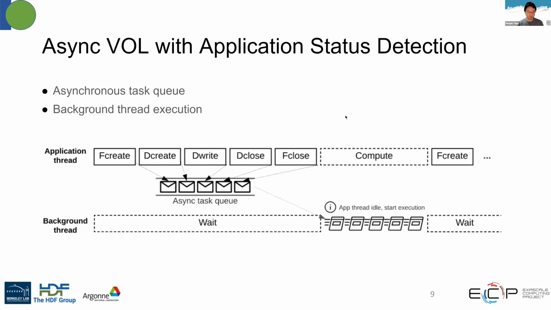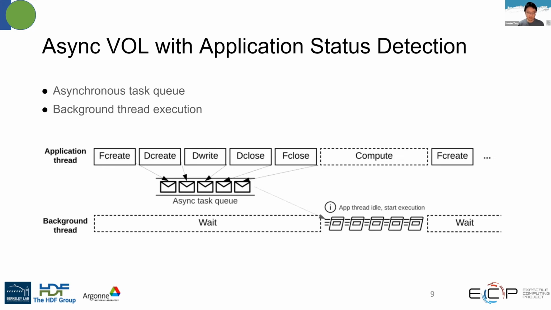So there is one limitation with the HDF5 library: when thread safety support is enabled, there is a global mutex, and the global mutex sometimes prevents us from executing the task asynchronously, because when the application calls any HDF5 API, it will acquire the global mutex, while the async VOL background thread, when it executes anything in the background, will also need to acquire that global mutex.